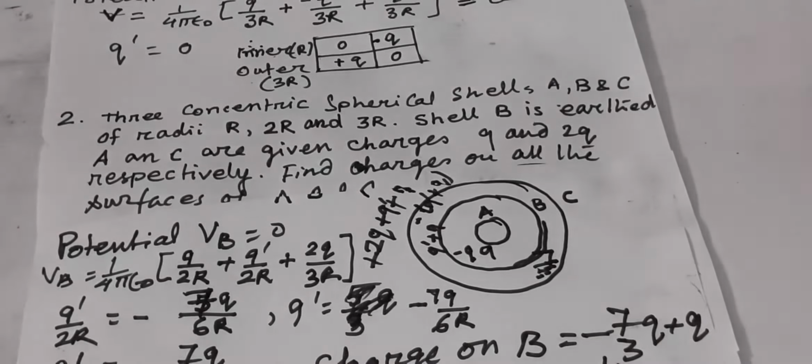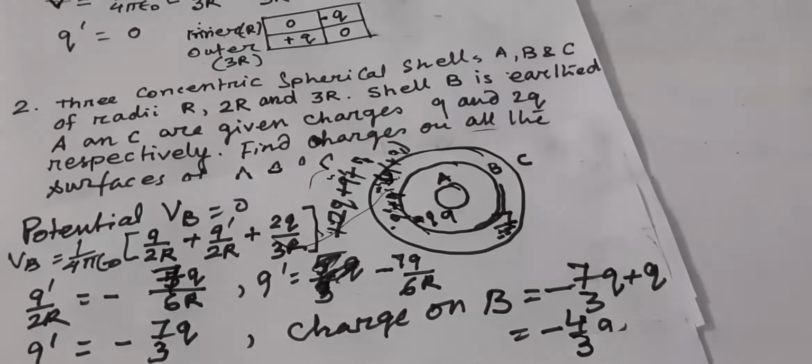Summing all, ultimately you will get only twice Q. Sum all the charges involved on the outer bigger sphere, outer charges and inside charges. The sum of these two will give you only twice Q. That means the net charge is twice Q divided by 3R, where 3R is the distance. Therefore, after solving this, we can find Q dash will be 7 by 6 Q by R, and 7 by 3 Q will come.